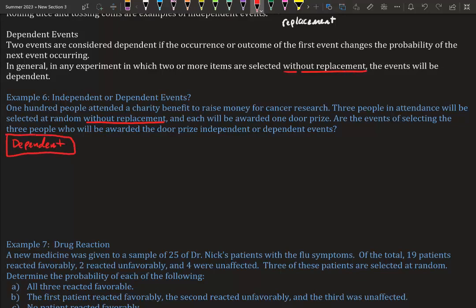Now, what if it didn't have that phrase without replacement? How would we know for sure that this is a dependent event?